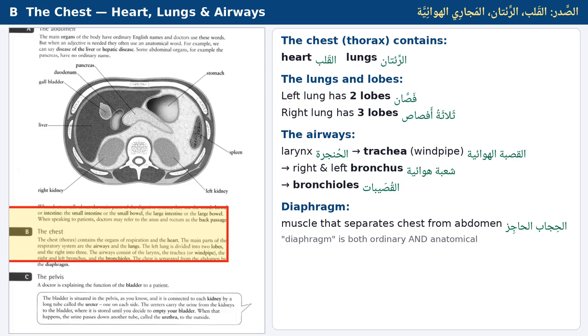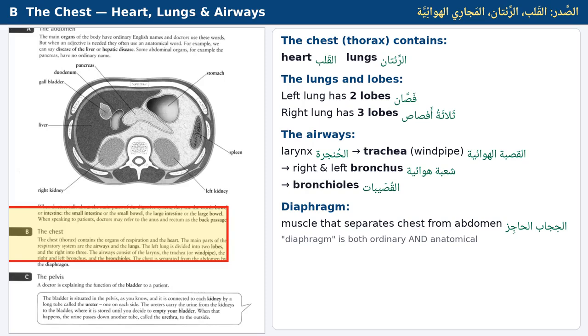Now, Section B, the chest, الصدر. The chest is also called the thorax. The textbook says, the chest contains the organs of respiration and the heart. The heart is القلب. The organs of respiration include the lungs, الرئتان. Now, here is an interesting fact about the lungs. The left lung and right lung are different. The left lung has 2 lobes, فصان. The right lung has 3 lobes, ثلاثة أفصاص. A lobe is a section of the lung.